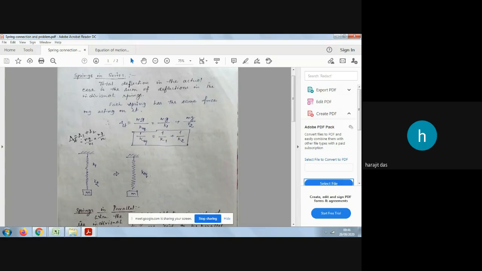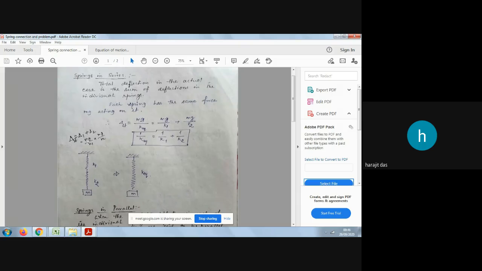So what is delta 1? Delta 1 will be equals to mg by K1. I have told you the weight is shared by the springs, so the deflection is also shared by these two springs. The total deflection is delta, so the individual deflections will be delta 1 and delta 2. So delta will be delta 1 plus delta 2.